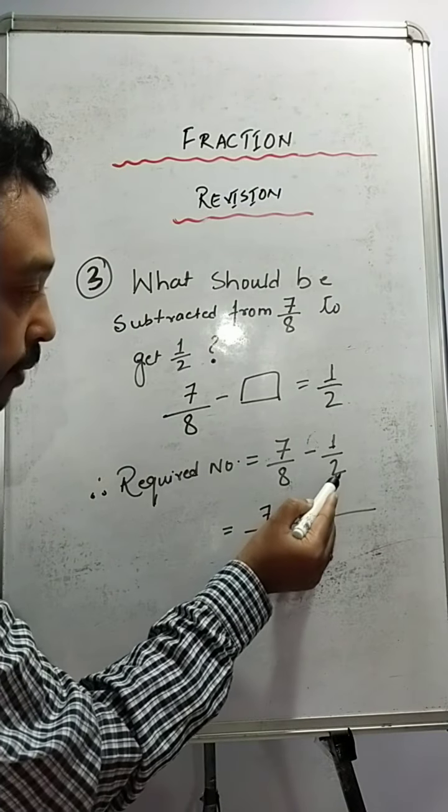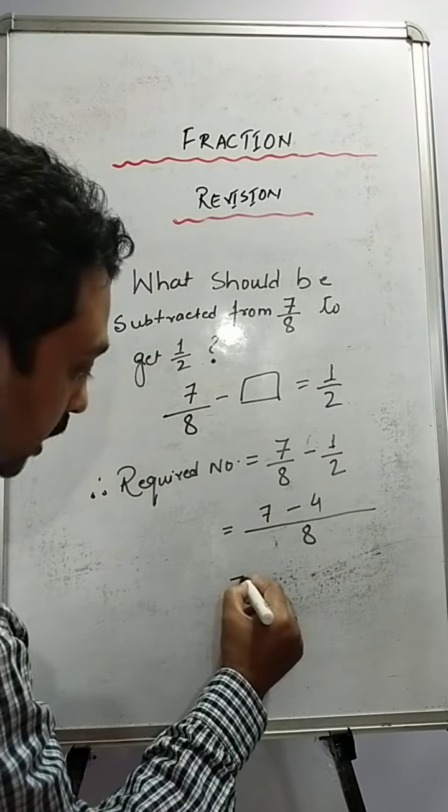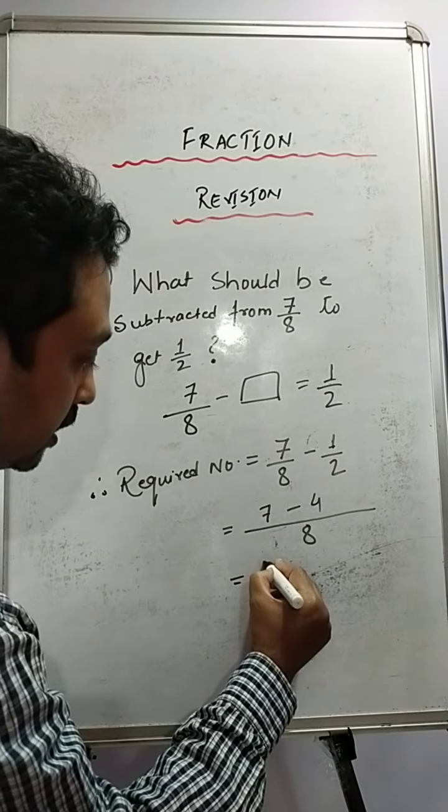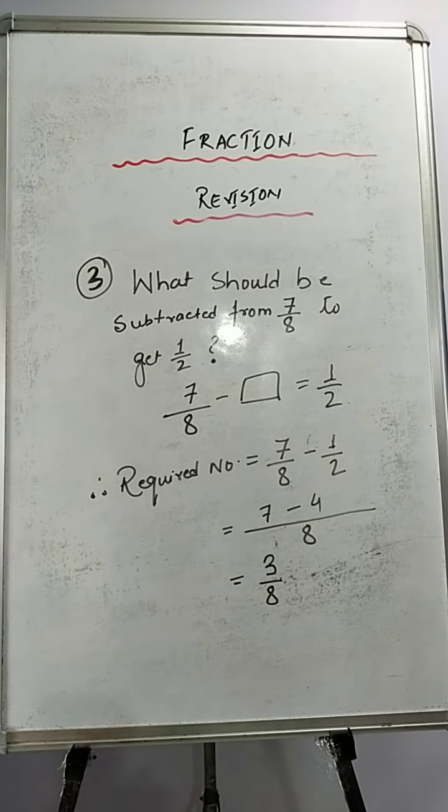Now 8 divided by 2 is what? 4. 4 ones are 4. Now do the subtraction. 7 minus 4 is 3. 3 by 8. So this is your required answer, students.